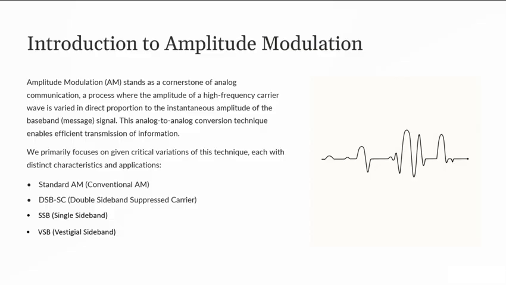So primarily we are focusing on the basic types of AM modulation techniques, which are standard modulation, which means conventional AM, DSBSC, which is double sideband suppressed carrier, SSB, which is single sideband, and VSB, that is vestigial sideband. Each type has its own advantages and disadvantages, which we all know.